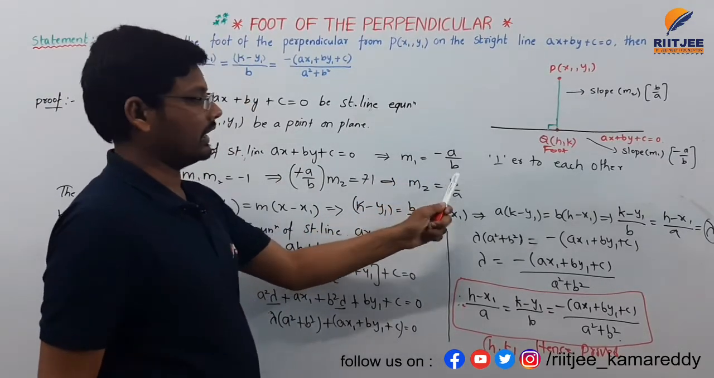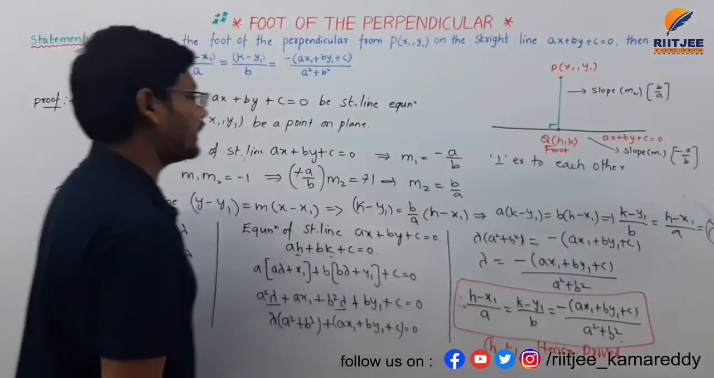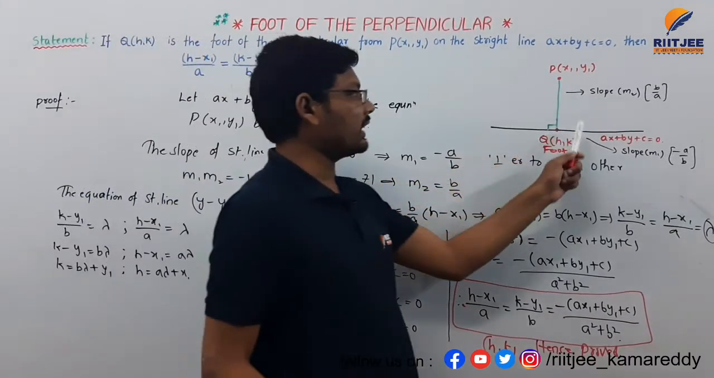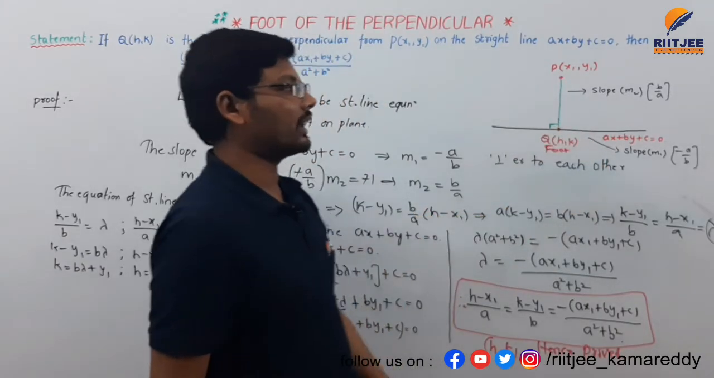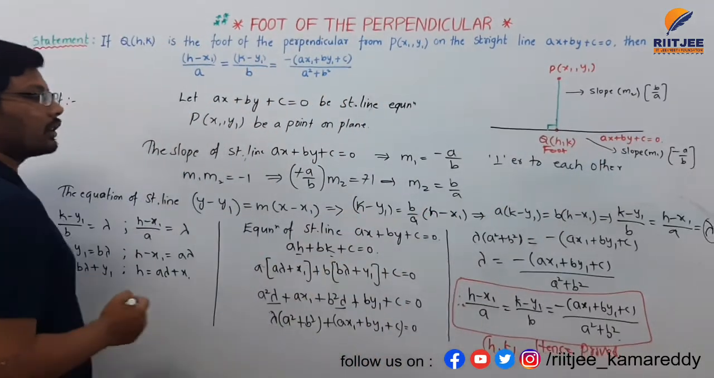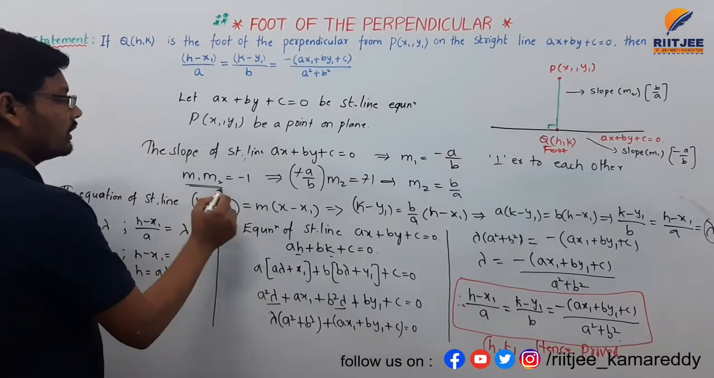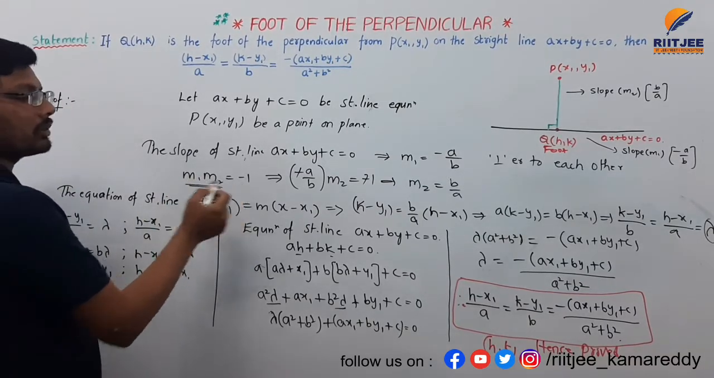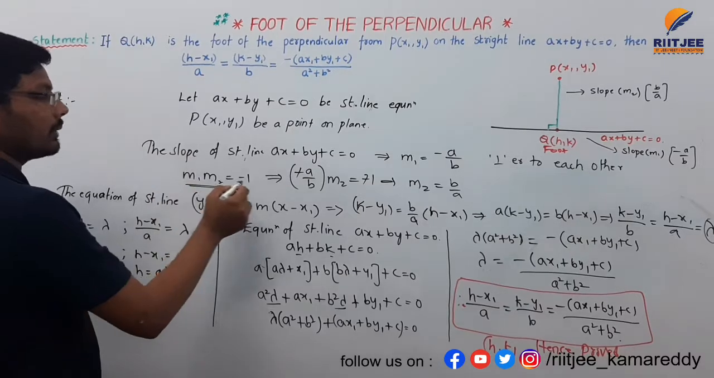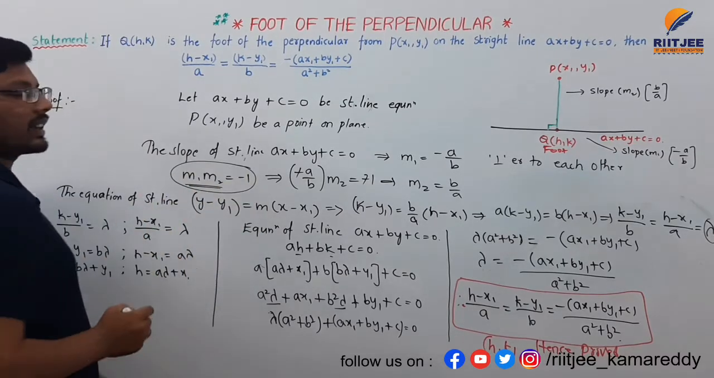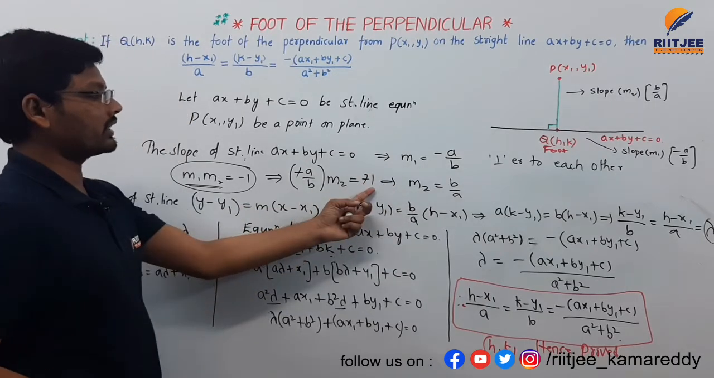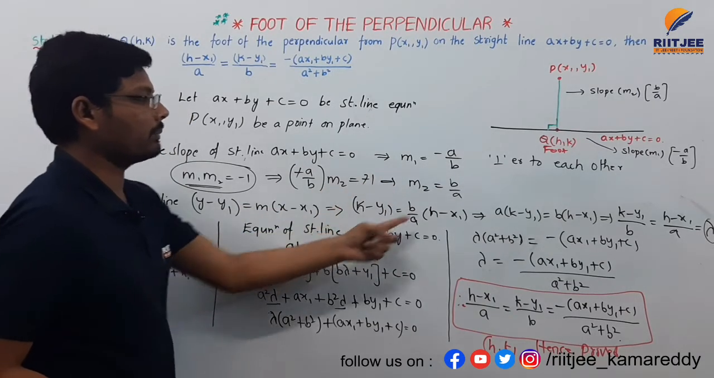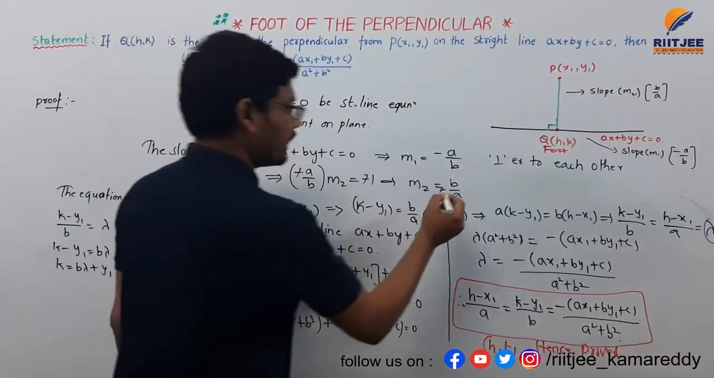According to that I am finding the slope m1, and this black line and this green line are perpendicular to each other. If two lines are perpendicular to each other, the product of their slopes is equal to minus 1. m1 into m2 is minus 1. This is the condition here. So already we have m1, and the minuses cancel, m2 is equal to b by a. My m2 is nothing but b by a.